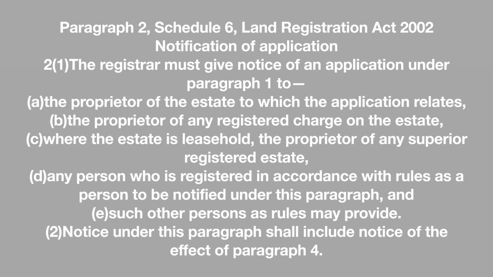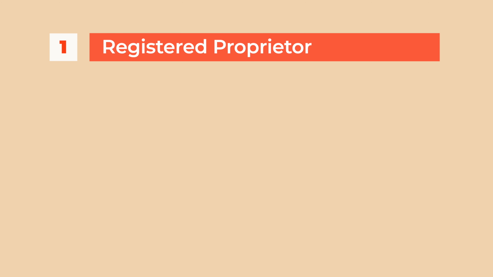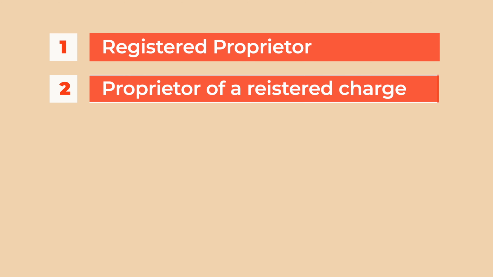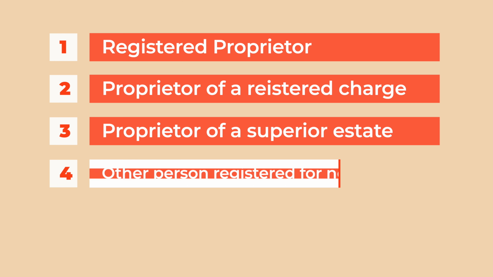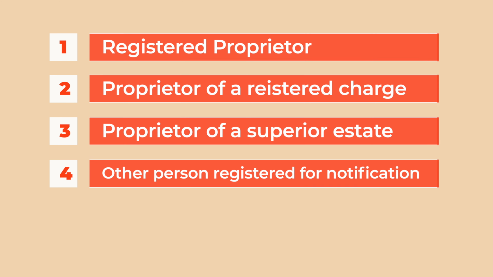In this scenario, provided that Mr. Squat makes a valid application for registration, paragraph 2 of Schedule 6 of the Land Registration Act 2002 requires the registrar to give notice of the application to all those that might be prejudiced if Mr. Squat's application is successful. And such people or entities that might be prejudiced are as follows. It could be the registered proprietor, the proprietor of any registered charge, such as a mortgage, the proprietor of any superior registered estate, for example, if this piece of land is a leasehold, or any other person that is registered in accordance with the rules to be notified of such an application.